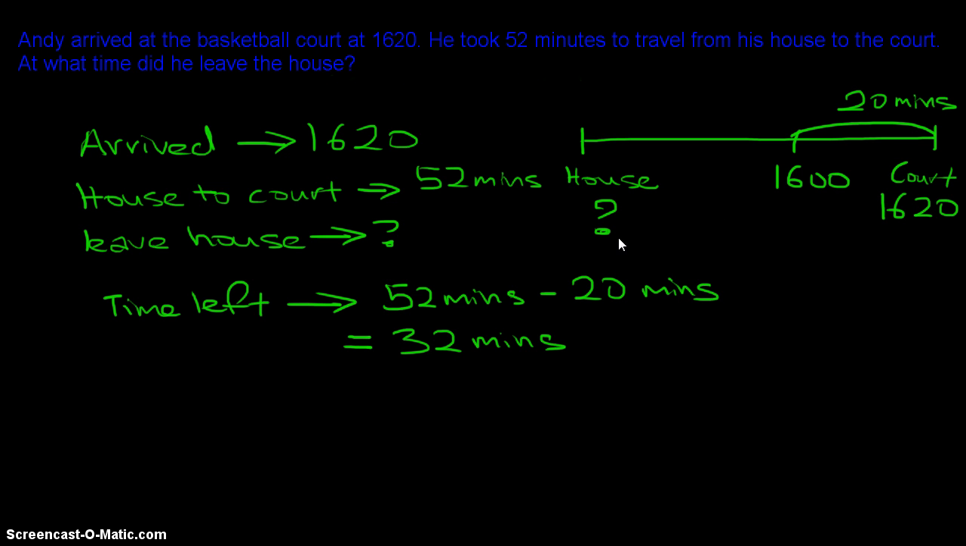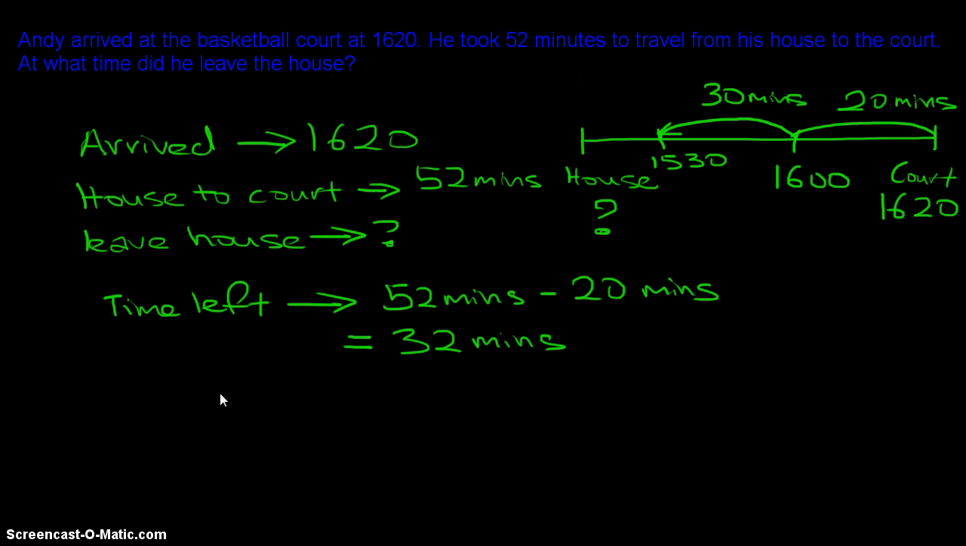And to make it easier to calculate, I wouldn't want to move back the whole of 32 minutes because it's so hard to calculate. So I would prefer moving back just 30 minutes first. So I move back by 30 minutes, and that should give me 1530. And from there, how much time do I have left to minus?